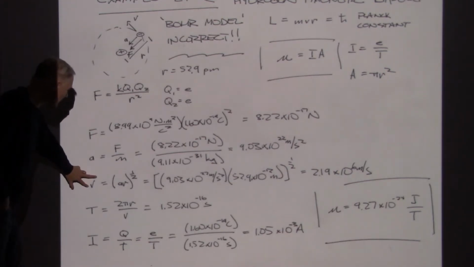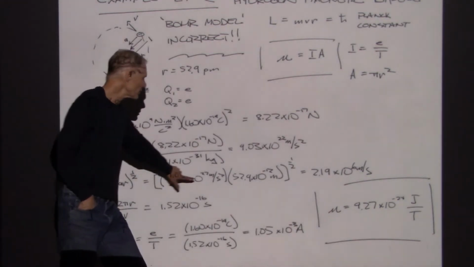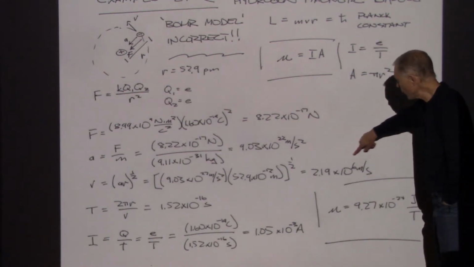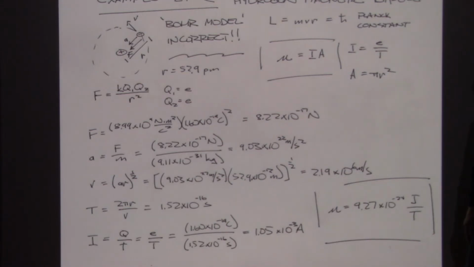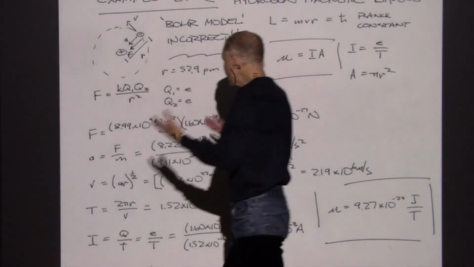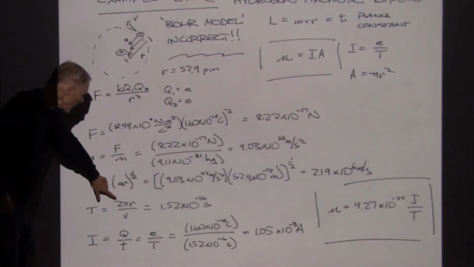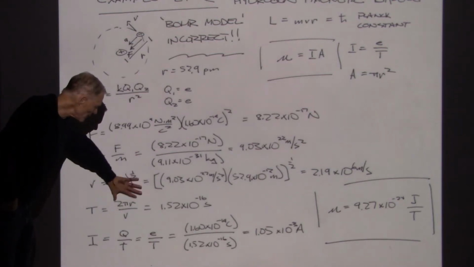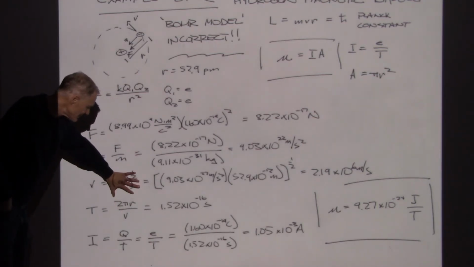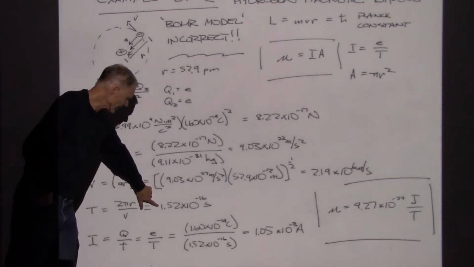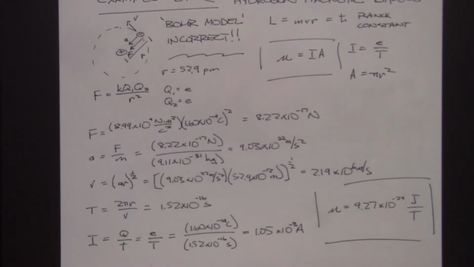I can use the equation of circular motion to solve for the speed, plugging in the acceleration and the radius. The Bohr model predicted that the electrons would be moving at 2.2 million meters per second. And then we could calculate how much time it takes for the electron to complete one orbit. That would be 2 pi r divided by speed. That's the circumference of the orbit, distance divided by velocity gives us time. And it said that the electron was completing an orbit every 1.52 times 10 to the minus 16 seconds.